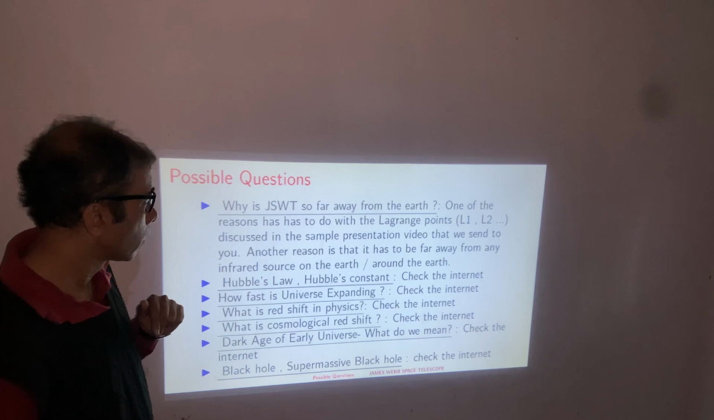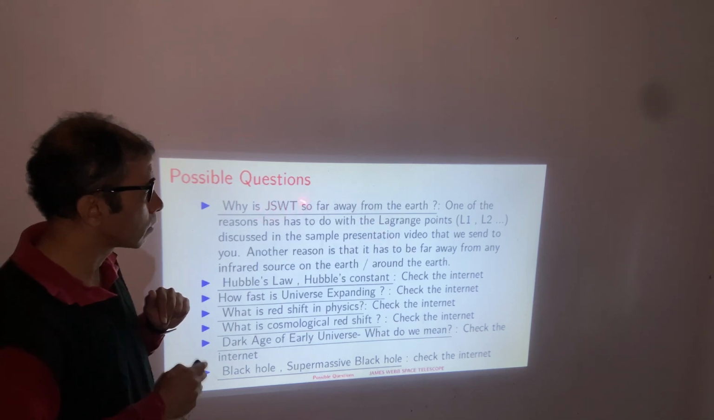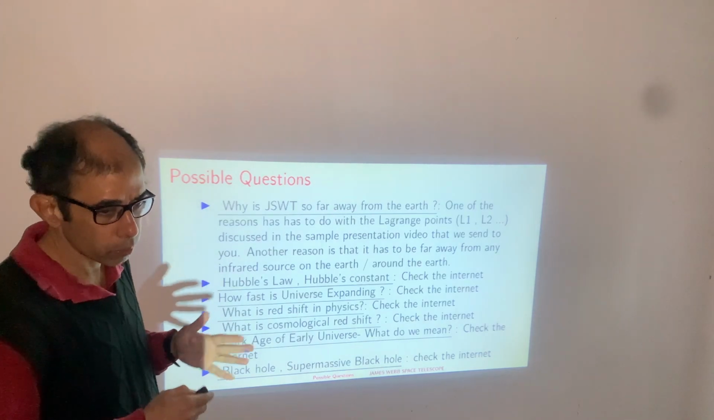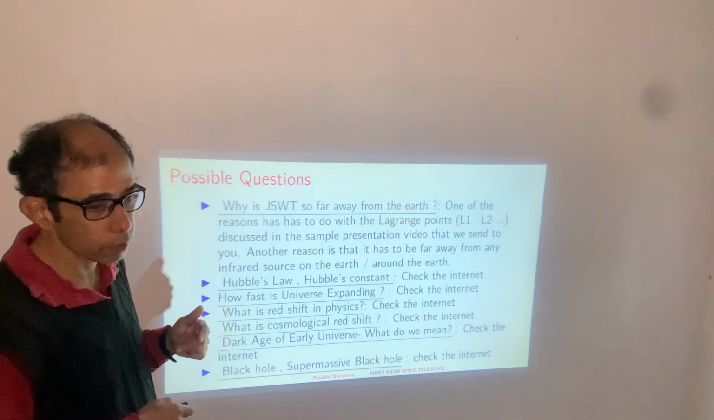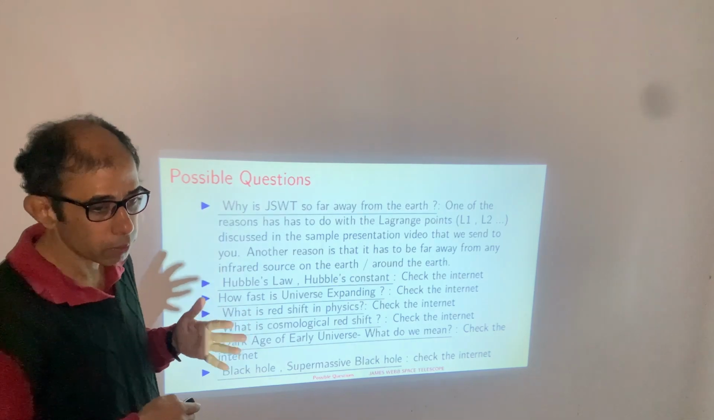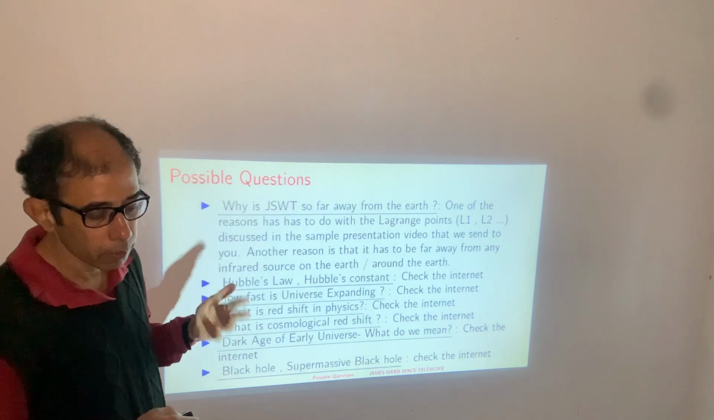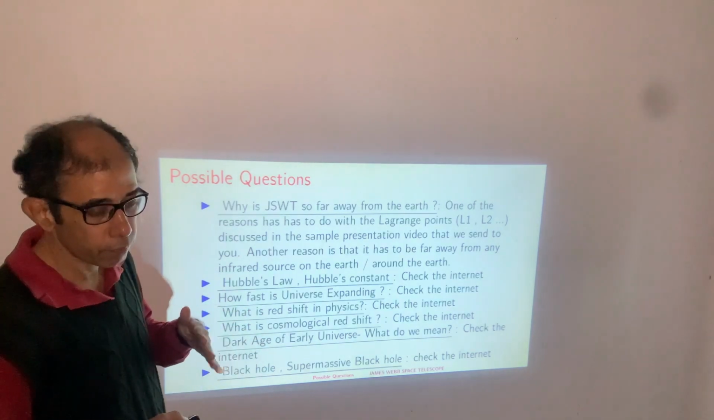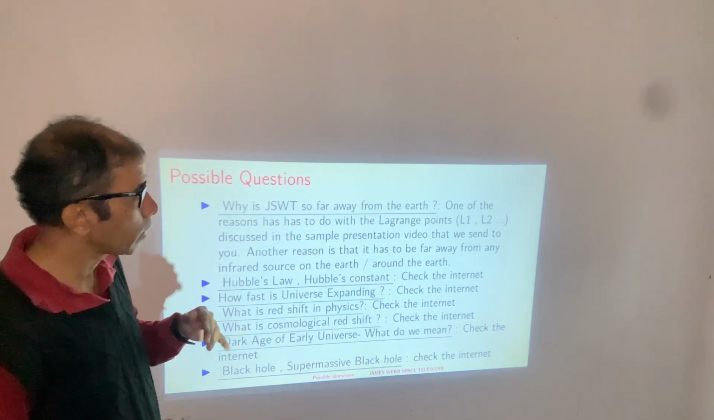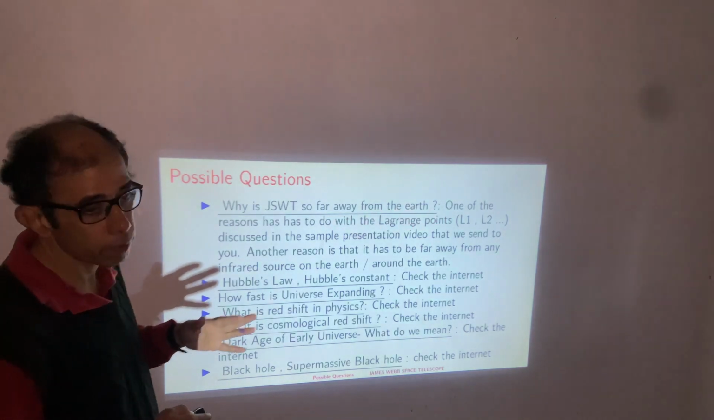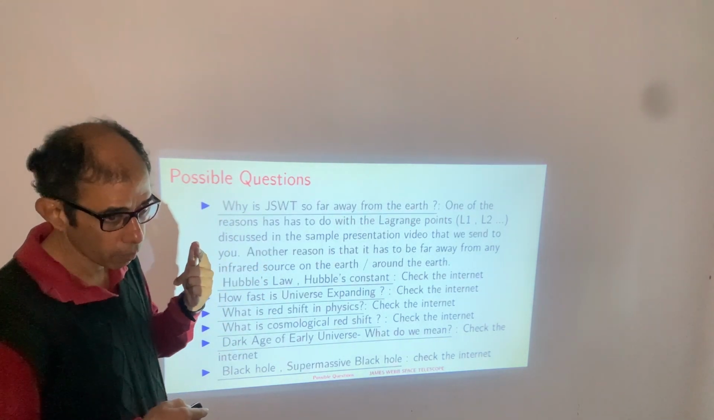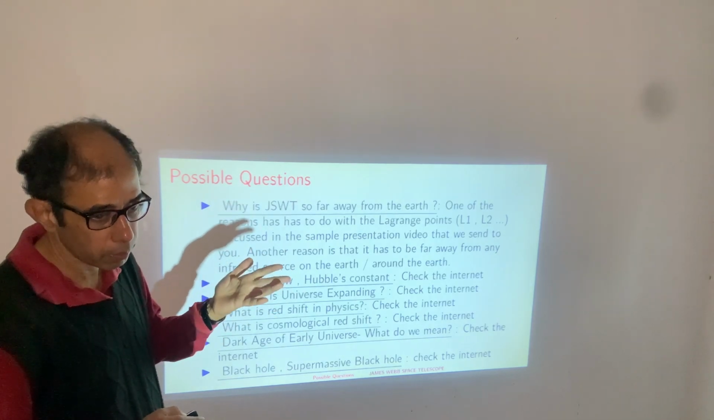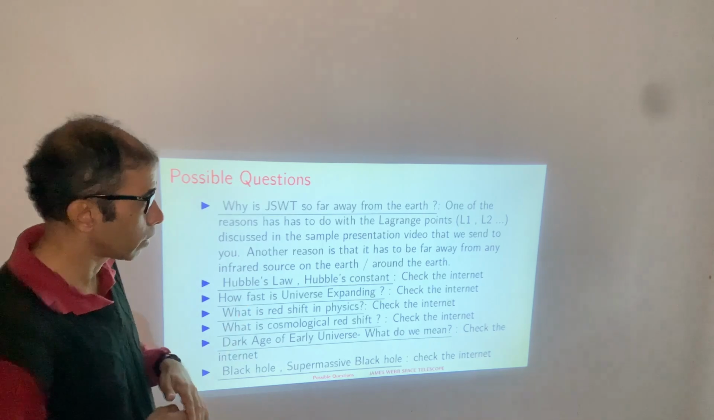Then, why is this telescope so far away from the Earth? We cannot keep it very close to the Earth because there are other sources of infrared radiation, so that will spoil the data. We want clean data, so we have to take it far off from the Earth. But why did we take it as far as 1.5 million kilometers? Why can't we place it slightly nearer, at something like 500,000 kilometers?